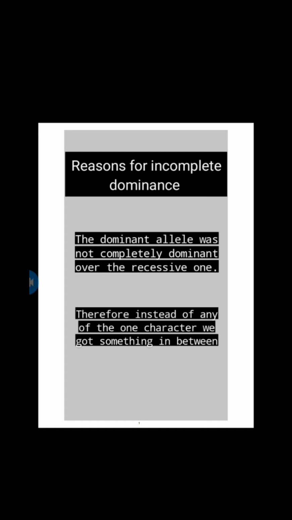Now, what were the reasons for incomplete dominance? The dominant allele was not completely dominant over the recessive one. Like before, we saw for tallness and dwarfness, any one of the characters was seen in the progeny, but in incomplete dominance, we saw there was an intermediate color in the progeny. Therefore, instead of any one character, we got something in between.